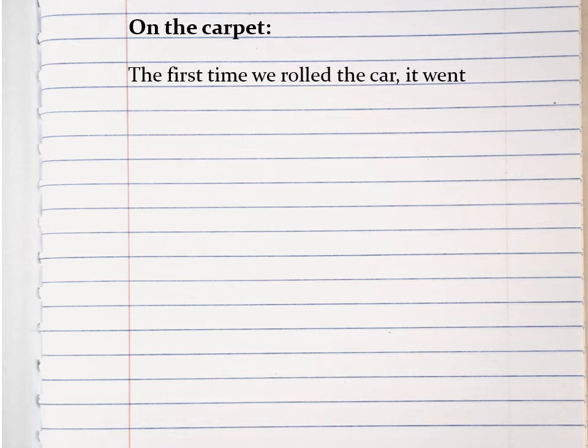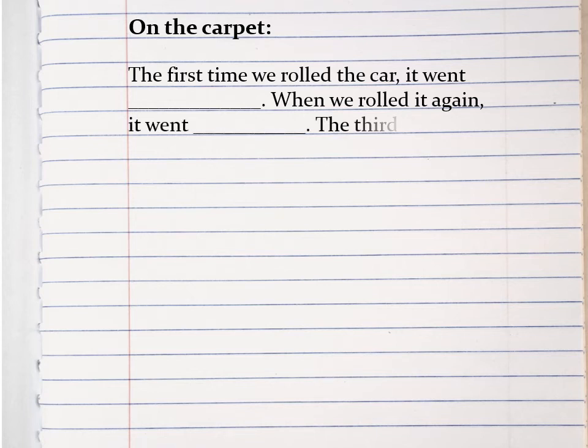Okay, and then once our data chart is complete, our charts are complete, we go back to our notebook. And now we write about it on the carpet. The first time we rolled the car, it went blank. We don't have the numbers yet, right? I'm going to give those to you. When we rolled it again, it went blank. The third time, it went blank on the bare floor.